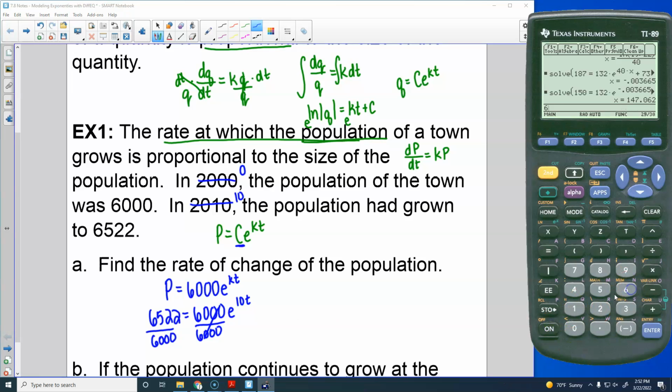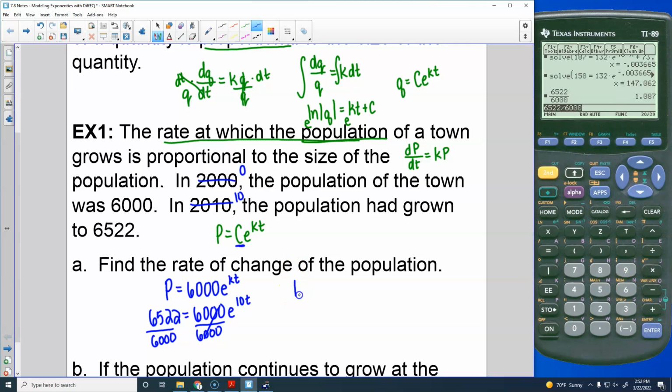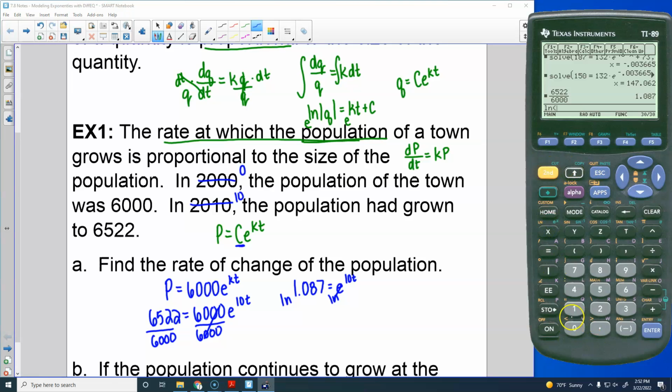Yep. Yeah, this is more my slave. They already quit when I give them factoring problems. I can't do that. Yeah, me too. Natural log both sides. Some of my kids in pre-cal, they're pretty smart.